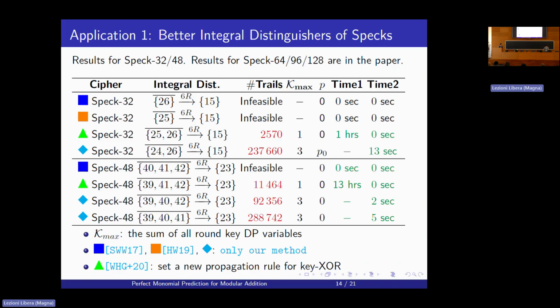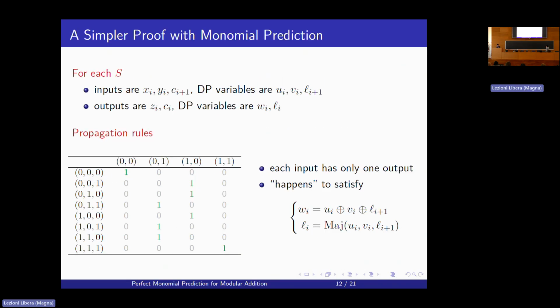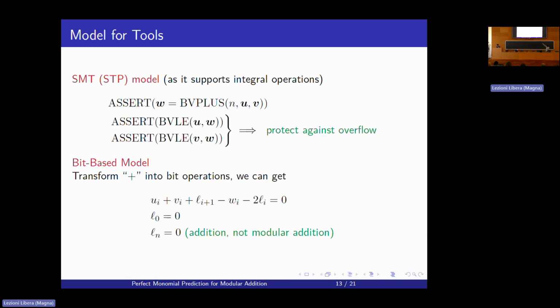So is there another question? Can I have one question? Sure. Please go back one slide. So you have two models, the bit-based model and the SIMD model. Which model did you use for the experiment? The second one. Okay, so why don't you use the first one?